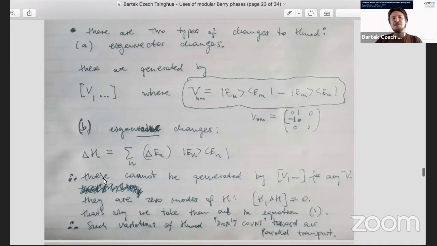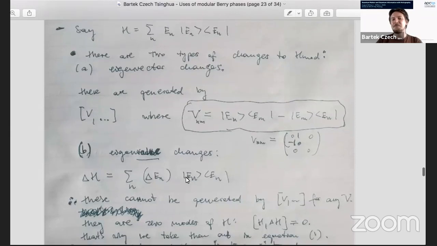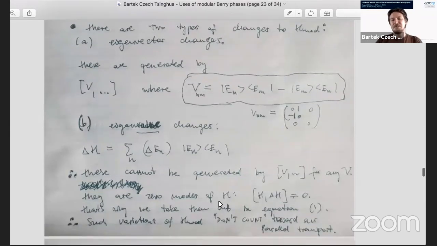Now, these types of changes, the eigenvalue changes, cannot be generated by a commutator of H mod with any operator V. Also notice that these types of changes are precisely the zero modes of H. Namely, if I take such a delta H and I ask, does it commute with H? The answer is yes, it does. They are diagonalized in exactly the same basis. And so we see that these two different types of changes to H can be classified by whether or not the change itself is a zero mode of H.